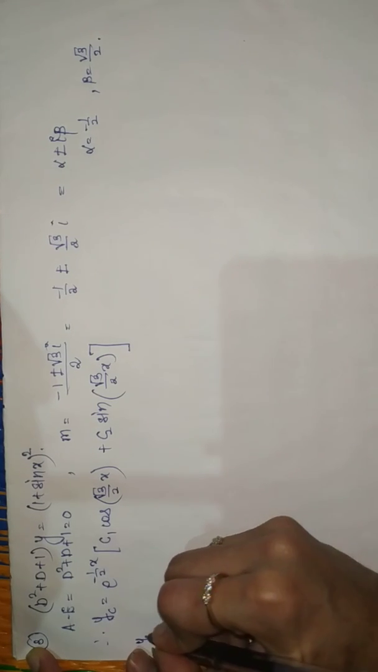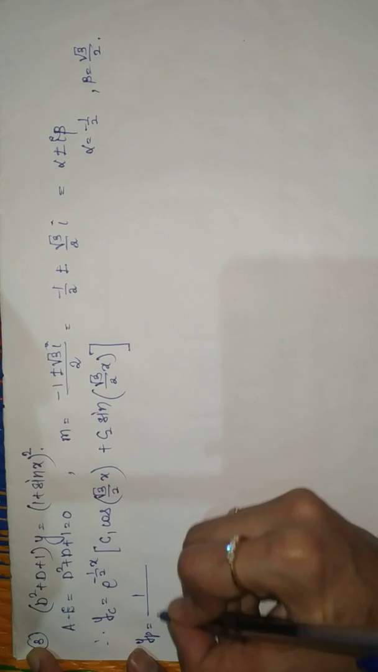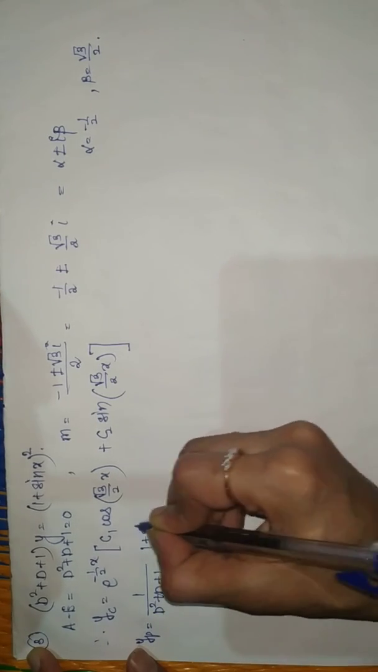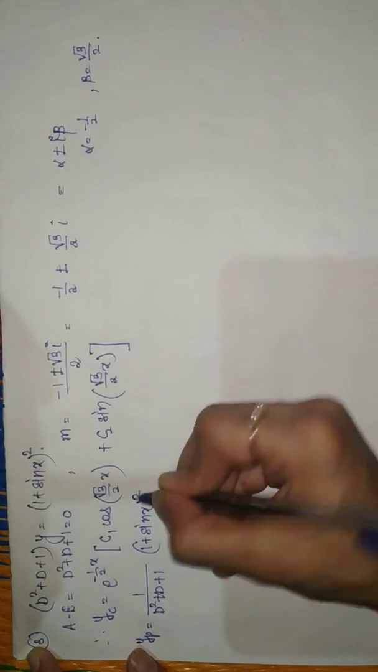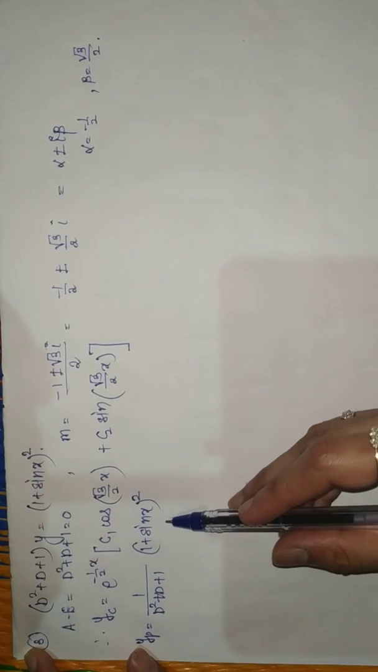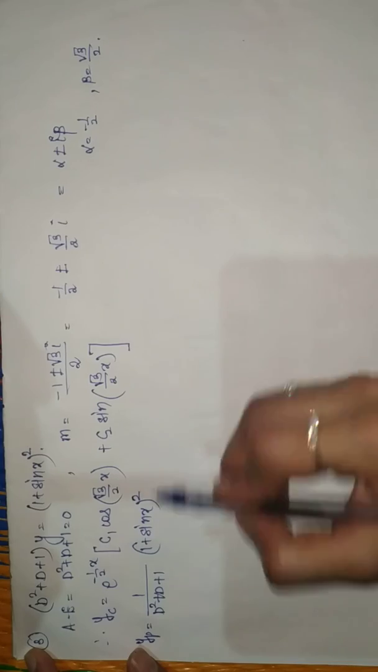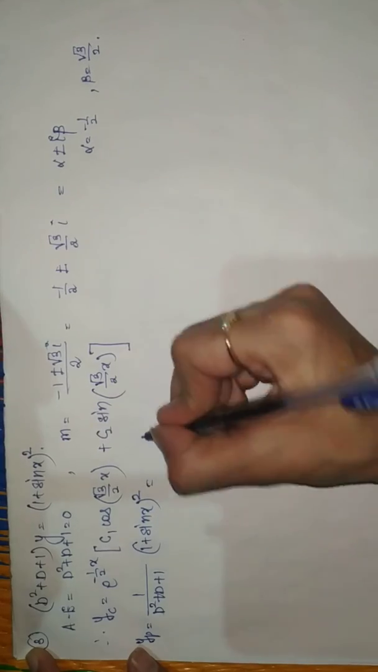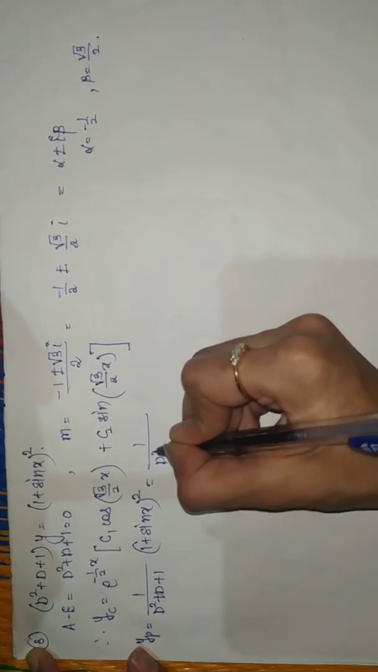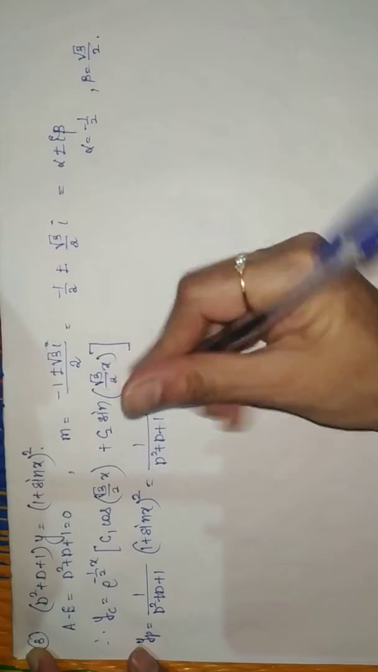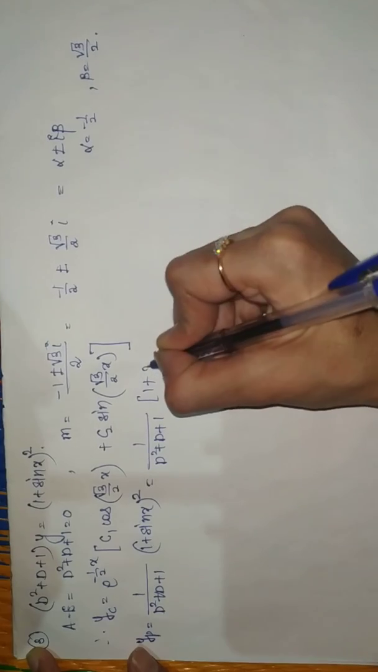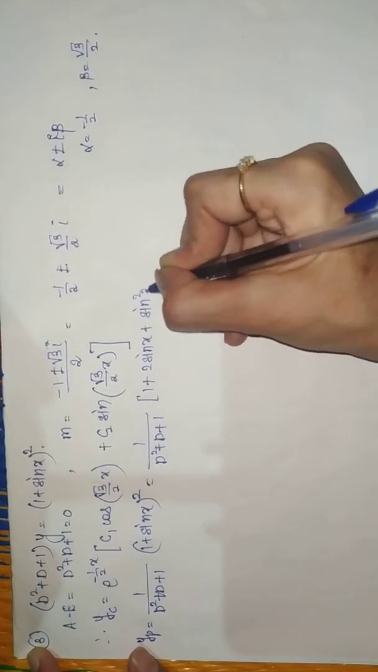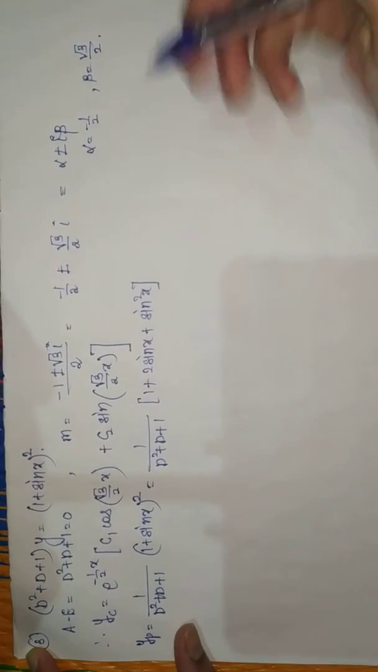Now we need to find the particular integral, which is 1 upon f of D over 1 plus sin x the whole square. Again, 1 plus sin x the whole square we can't find easily, because we don't have a rule for it. So again use some basic trigonometry. It is 1 plus 2 sin x plus sin square x.